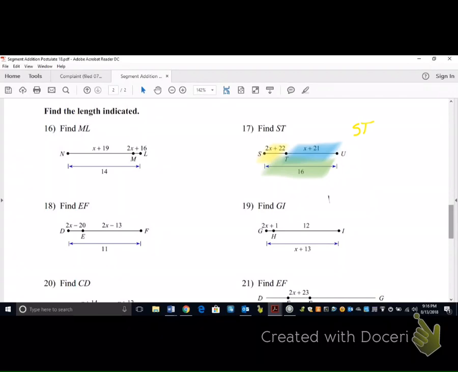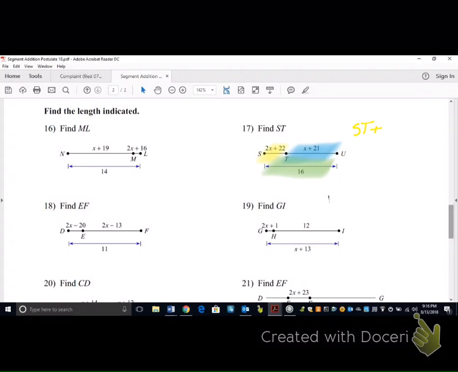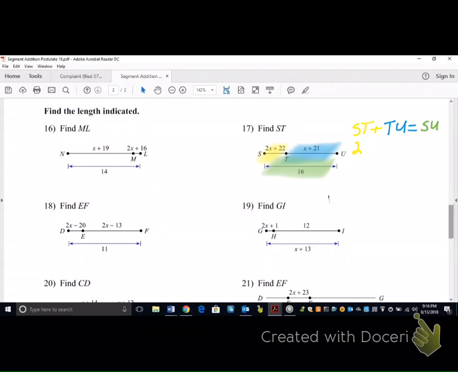So we have ST. Now this is writing our rule statement. Remember, the rule statement is the distance from S to T plus the distance from T to U is equal to the distance from S to U. Step number 3, substitute. Instead of S to T, we're going to write 2x plus 22 plus x plus 21 equals 16.